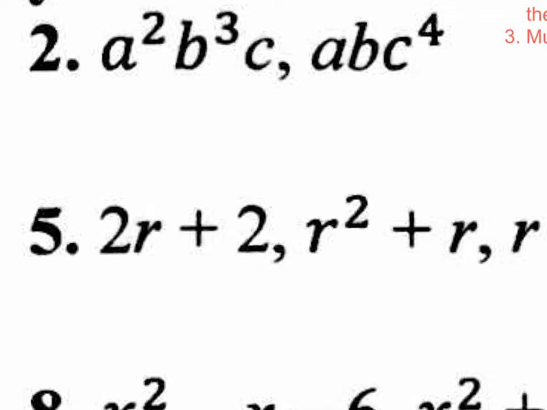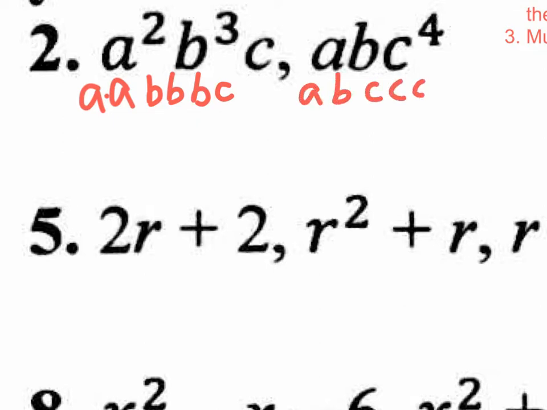So once again, let's factor both of these. A squared is going to be a times a. B cubed is going to be b times b times b. And the c obviously is just c. That's the first term. Now the second term is going to be a, b, and then c, c, c, c. 4 c's. Okay, so what we do is circle what's in common in both and write it down once. Keyword once, right?